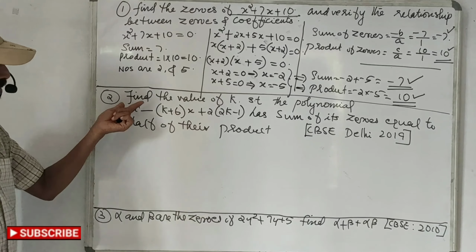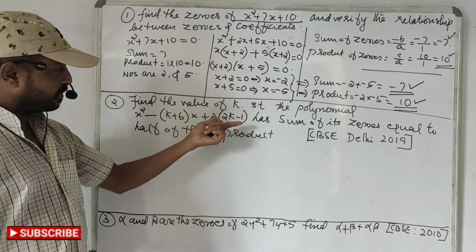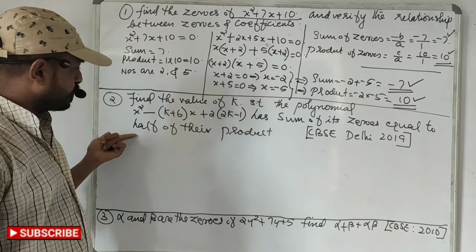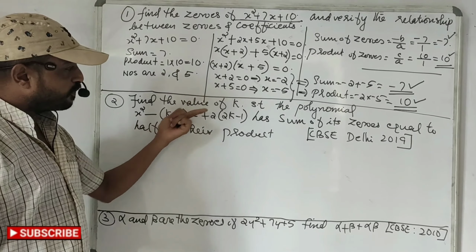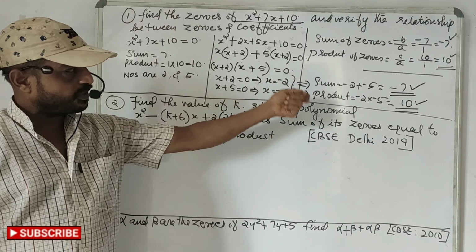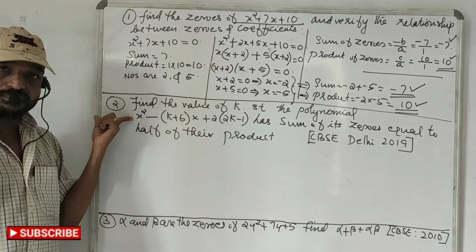See here, you are required to find the value of k such that the given polynomial has sum of its zeros equal to half of their product. So this polynomial has a peculiarity. What is that? The sum of its zeros is equal to half of their product. So this is a second degree polynomial.